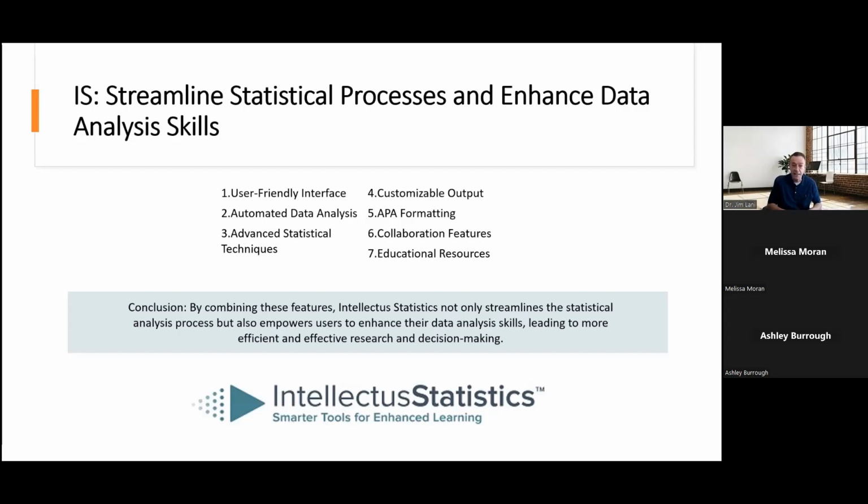For advanced stats techniques, Intellectus provides access to a wide range of advanced statistical methods, everything from descriptives to structural equation modeling, mediation, and moderation. It enables users to conduct sophisticated analyses that would be really challenging to perform manually. You can customize the output. It's downloaded into a Word document that you can edit. Everything is formatted in APA format, which is great for faculty and students, as it puts everything in APA style tables and figures, saving time as well.